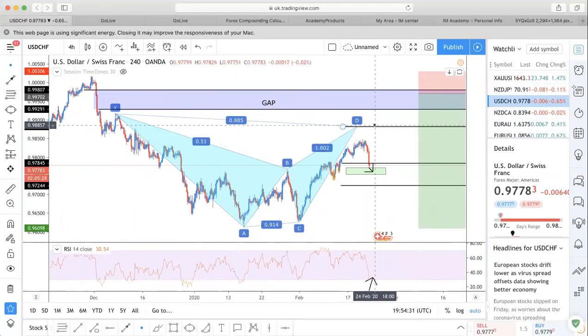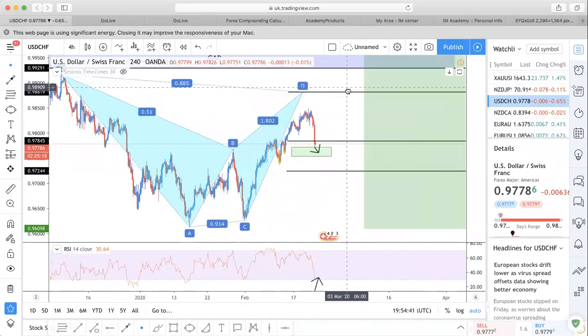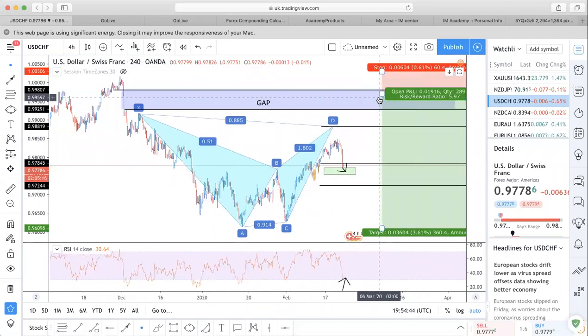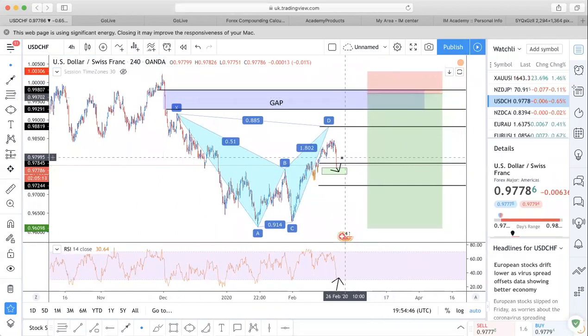Eventually, if price doesn't retrace from this zone, I want it to retrace from this purple box. This is where I want it to retrace from. You can see I've already marked up the zone. So I want to take every opportunity to take this trade.